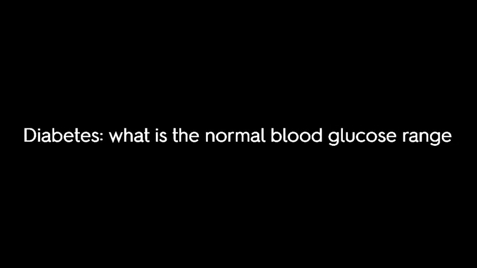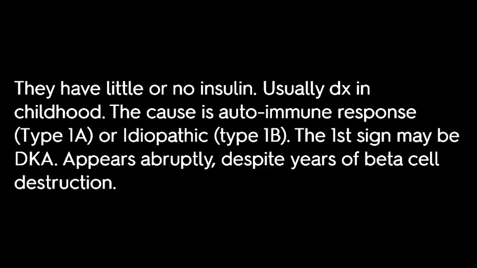Diabetes: what is the normal blood glucose range? 70-100 mg/dL. Type I: they have little or no insulin, usually diagnosed in childhood. The cause is autoimmune response or idiopathic. The first sign may be DKA, which appears abruptly despite years of beta cell destruction.